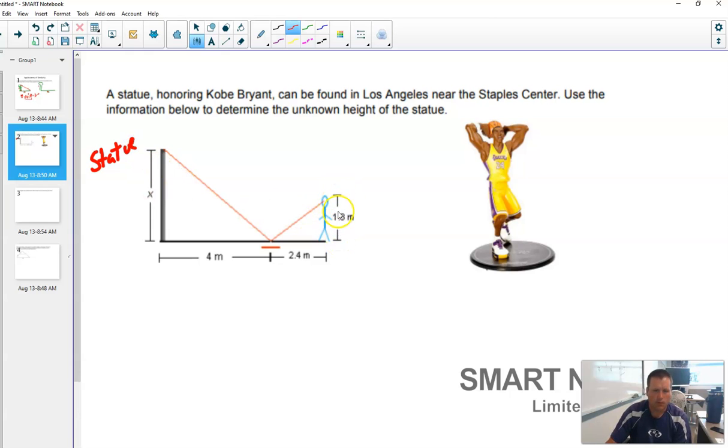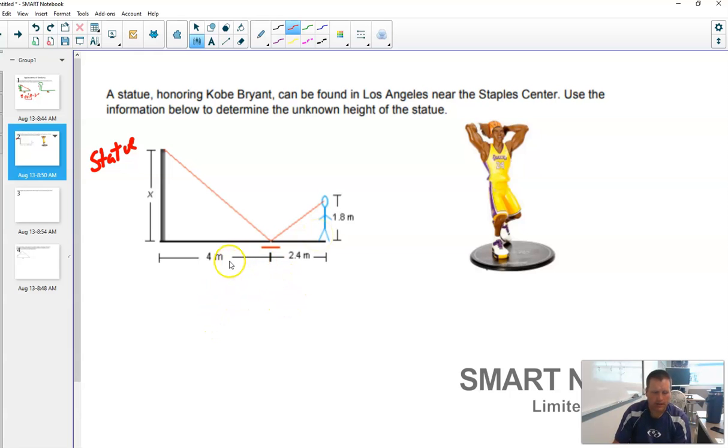So if you're 1.8 meters, and let's say that you put a mirror down here, and you can see the top of Kobe's head over here, and you know you're 2.4 meters away from that mirror, we can actually use this information because this angle of reflection and this 90 degree angle are going to be similar. We've got 2 triangles here. So I just need to set up a proportion here.